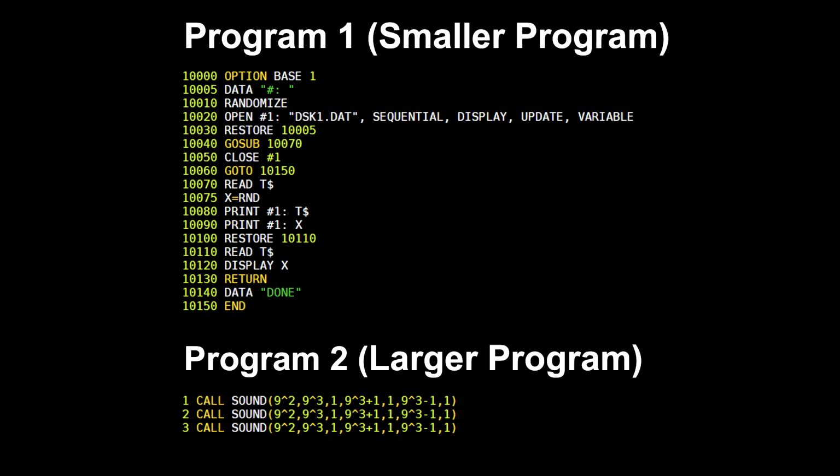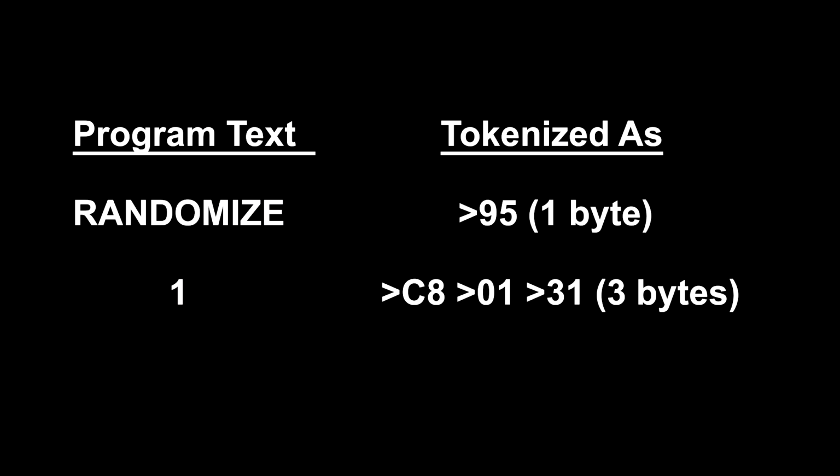And the answer is naturally the first one is the smaller program. Takes up more space written out on a screen, but well, your TI-99 doesn't care about that. What matters is that randomize is a 1-byte token in memory, while the numeral 1 at the end of each call sound command is 3 bytes on its own. A byte for the data type, a byte for its length, and a byte for the number itself. So you kinda have to think past the words on the screen to what they mean in memory, since that's what you got to worry about at the end of the day.